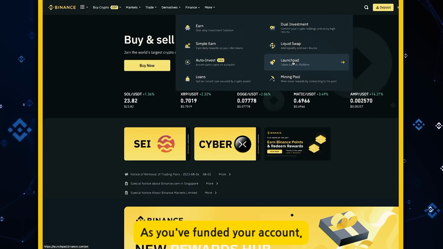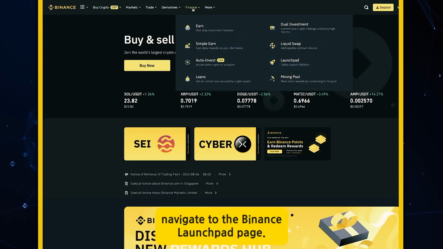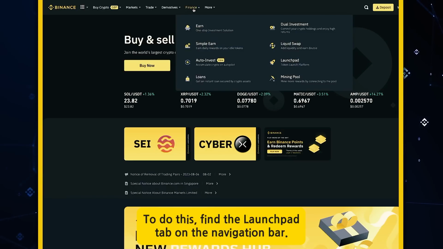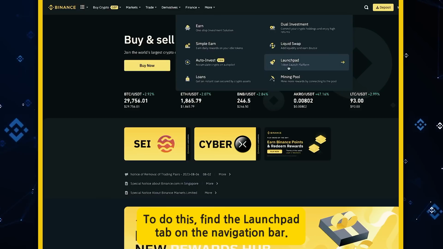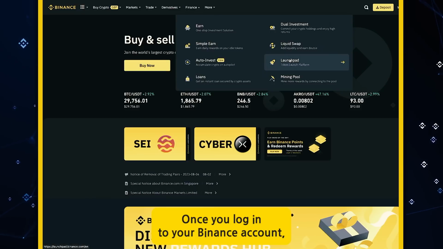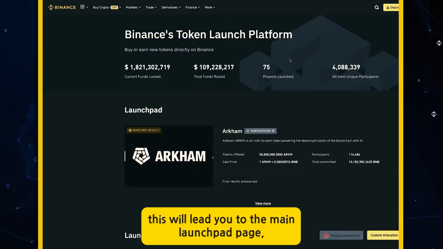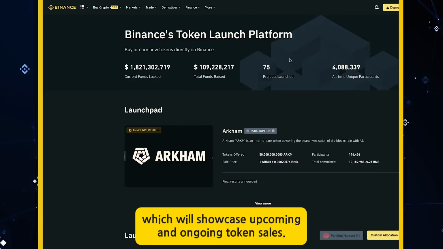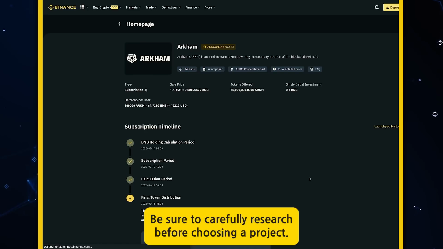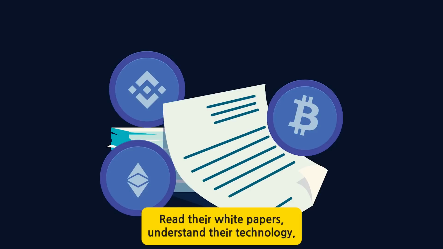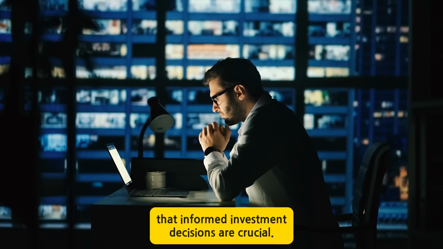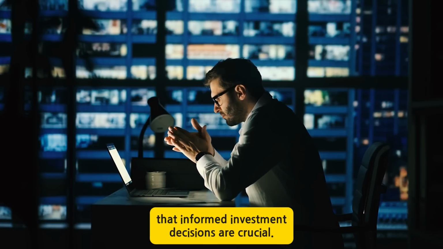After you've funded your account, navigate to the Binance Launchpad page. To do this, find the Launchpad tab on the navigation bar once you log into your Binance account. This will lead you to the main Launchpad page, which will showcase upcoming and ongoing token sales. Be sure to carefully research before choosing a project. Read their white papers, understand their technology, assess their team, and evaluate their potential. It's important to remember that informed investment decisions are crucial.